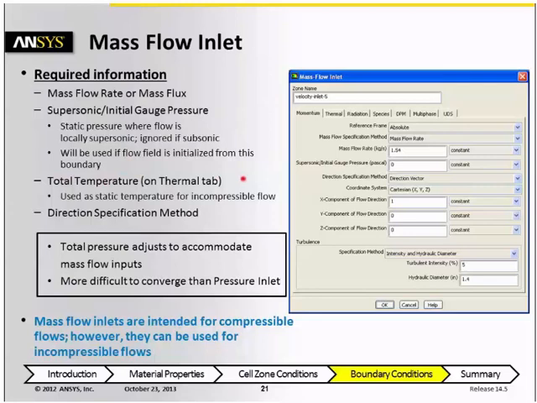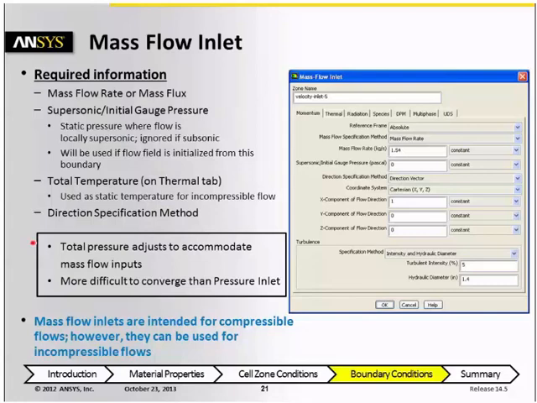The total temperature works the same as it does for pressure inlets, and you have to specify the direction of the flow at the mass flow inlet. You want to be careful here because most of the time people expect that they're going to specify the direction normal to the boundary, but the default setting is the positive x direction, so you have to change the direction method here if you want it to be normal to the boundary.